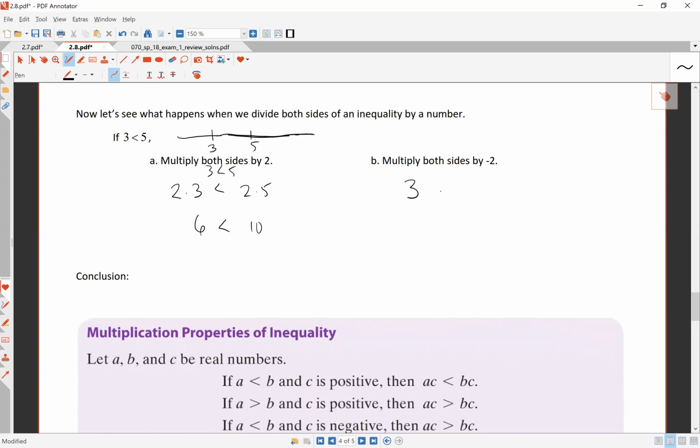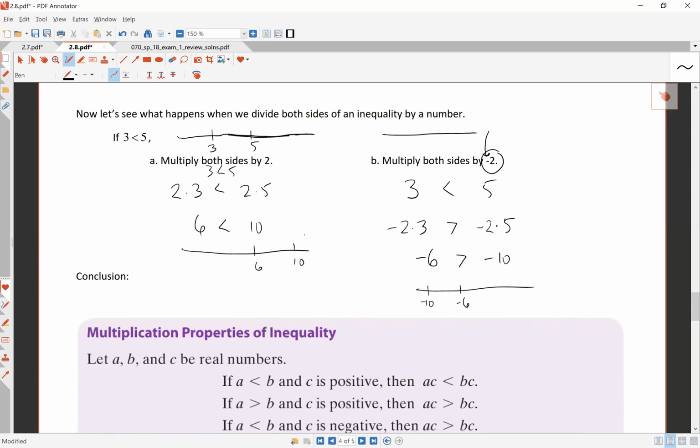It still is true that 6 is less than 10. However, when you start with 3 and 5 and you multiply by negative 2, that's the big deal here, the negative on that, our result is negative 6 and negative 10, but on the number line, negative 10 sits to the left of negative 6. And so negative 6 is actually greater than negative 10. Whereas 6 and 10, 6 is to the left of 10. So when you go to the negative side, the symbol has to flip.